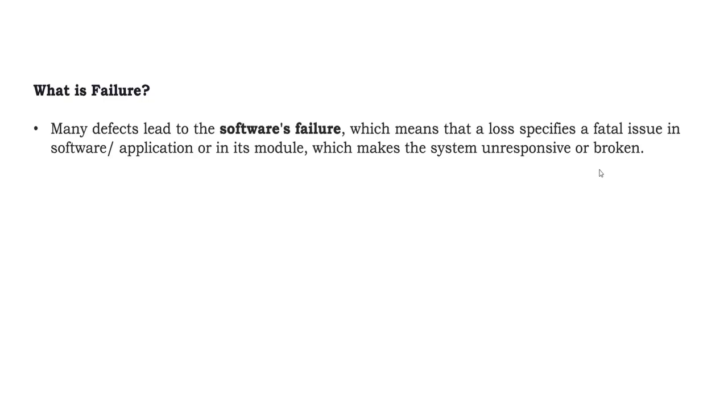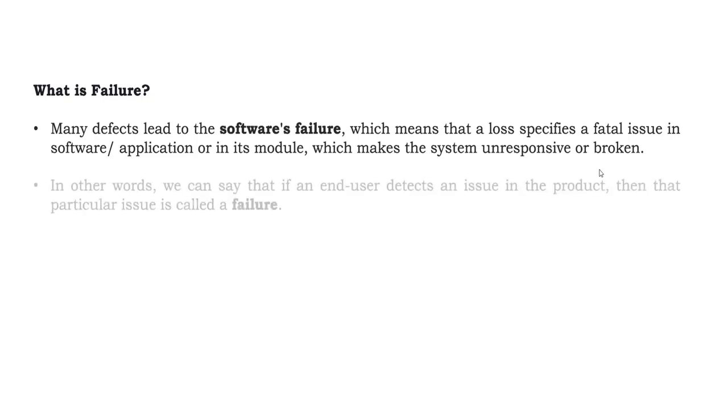Suppose, say in general WhatsApp or any of the applications, it just becomes unresponsive. It doesn't respond sometimes because there could be some issue. Okay, you feel that there could be some issue, that's why it is not working. Then they will fix it. Okay, that situation you might have encountered, which is called a failure basically. In other words, we can say if an end user detects an issue in the product, then that particular issue is called a failure.